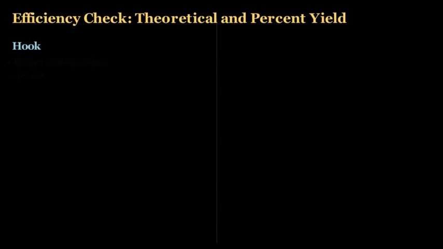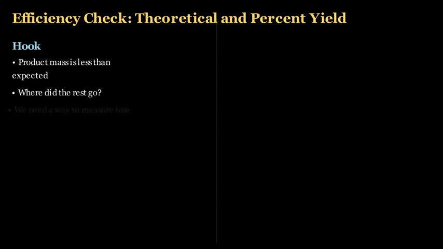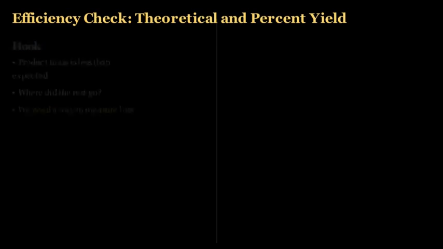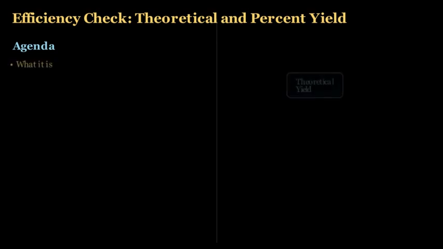You carefully mix your chemicals, filter, and dry your product, but the final mass is always less than you expected. Where did the rest of the reaction go? It's not magic, it's real-world loss. We need a way to measure how much of our product we actually managed to keep. Today we're going to learn the chemist's efficiency report card, percent yield.